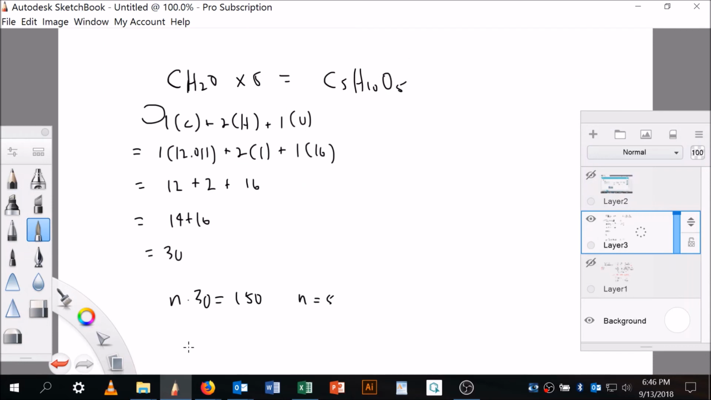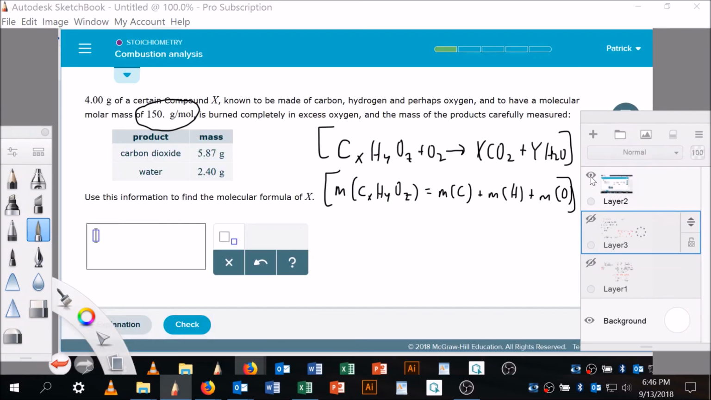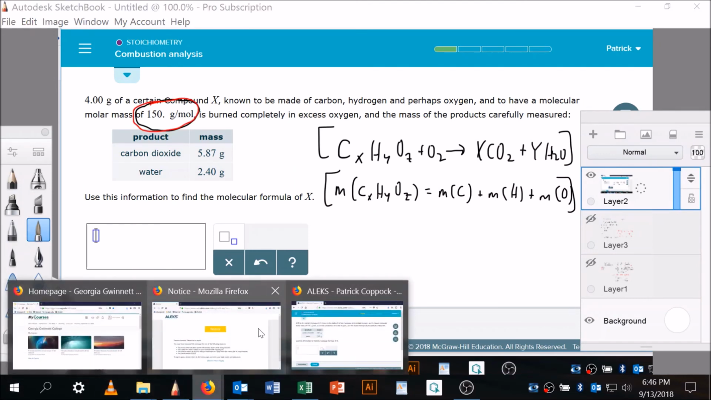To prove it to myself, I did that last step a little bit fast, okay? To prove it to myself, I'm going to say, all right, well, let's calculate it. 5 times 12 plus 10 times 1 plus 5 times 16 is equal to 60, plus 10 plus 80, which is equal to 70 plus 80, which is equal to 150. All right, and that is what I'm looking for. So let's get rid of that, come back on here, and you see it's 150 grams per mole.